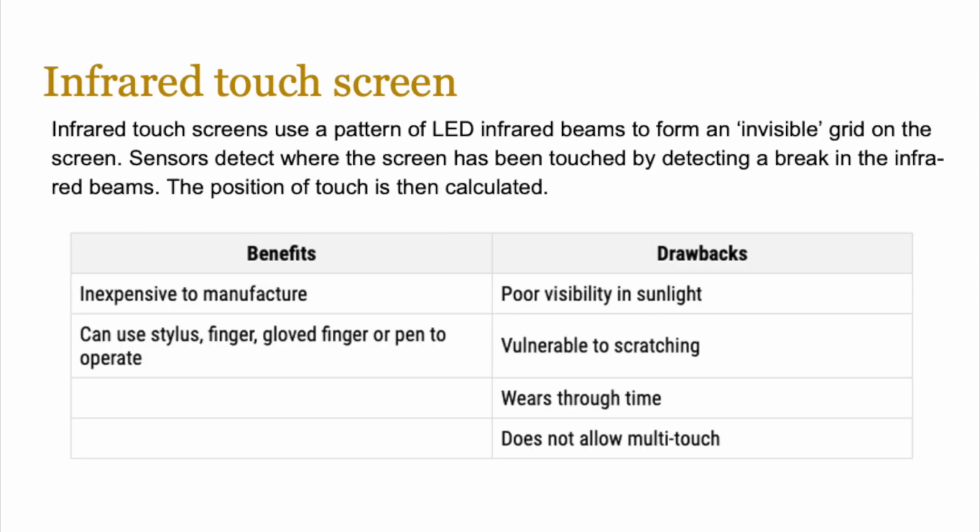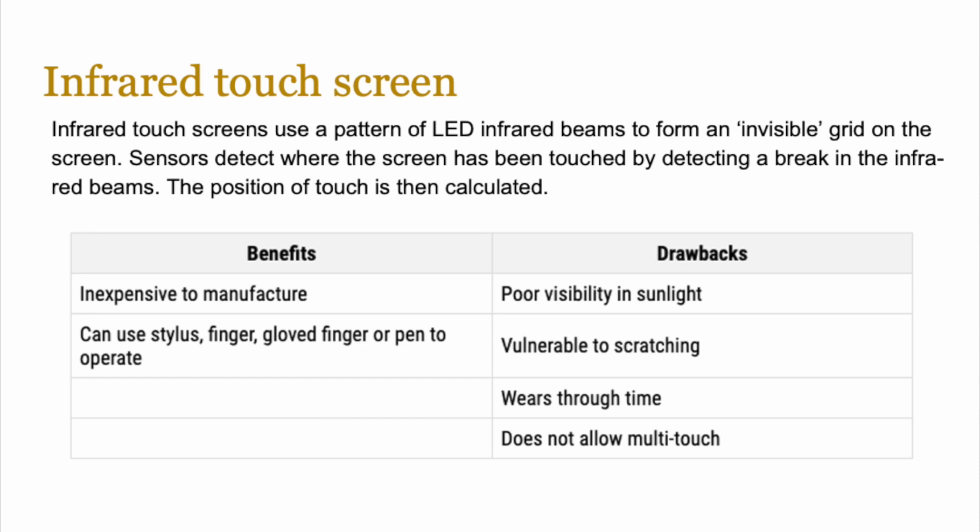These use a pattern of LED-based infrared beams to form an invisible grid on the screen. Sensors detect where the screen has been touched by detecting a break in the infrared beams. The position of the touch is then calculated. So it's kind of like a security system for your phone. Imagine a security system where you want to get to an object in the middle of the room and you've got these infrared beams and you break it and an alarm sounds. It kind of works similarly.